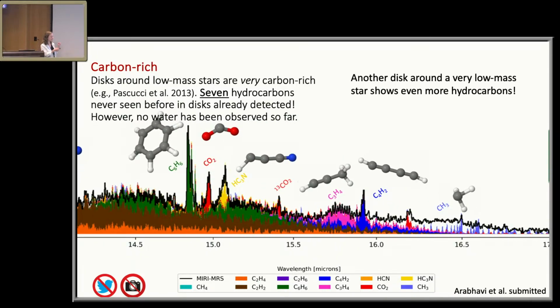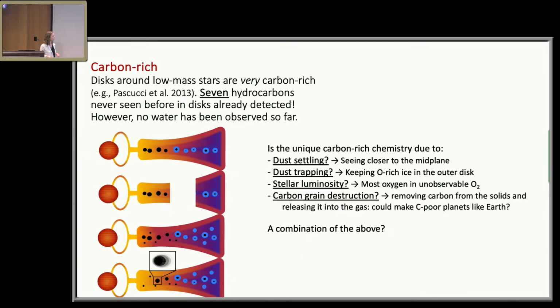So we can see benzene here again, waving at us, and we can see all of these other features. It's a really complex spectrum to then try to deconvolve what all this emission is. So this unique carbon chemistry could be due to a lot of things. Are we seeing the effects of dust settling, and we're just peering closer to the midplane? Are we trapping the dust in the outer disk, and that's affecting the chemistry? Is this just a stellar luminosity effect? We think probably not, but how much is that playing into it?